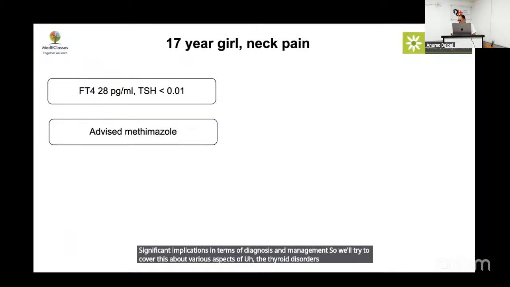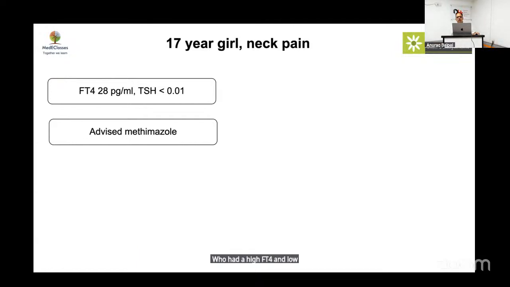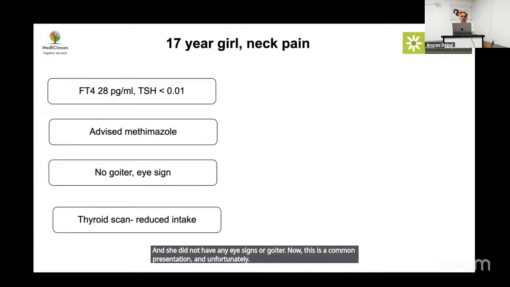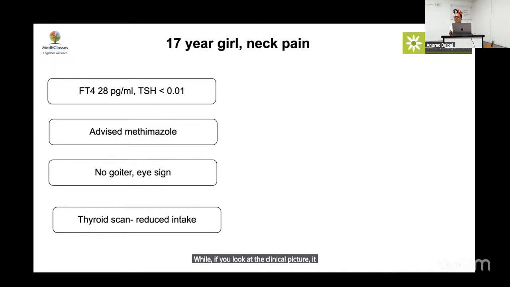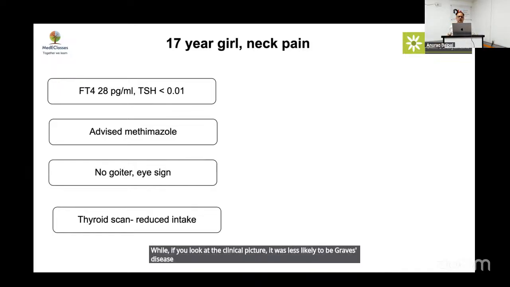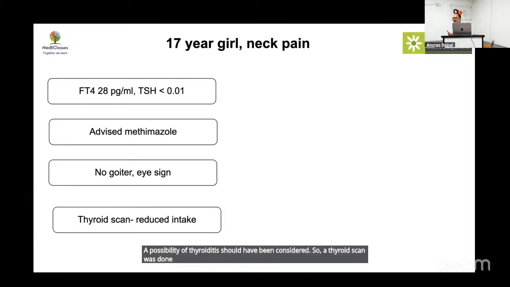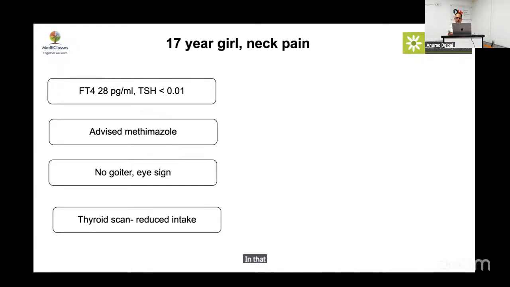So we'll start off with this case, a 17-year-old girl with neck pain who had a high FT4 and low TSH, was advised methimazole, and she did not have any eye signs or goiter. Now, this is a common presentation, and unfortunately, this child was started on methimazole. If we look at the clinical picture, it was less likely to be Graves' disease, and in this scenario, a possibility of thyroiditis should have been considered. So, a thyroid scan was done, which showed a reduced uptake.